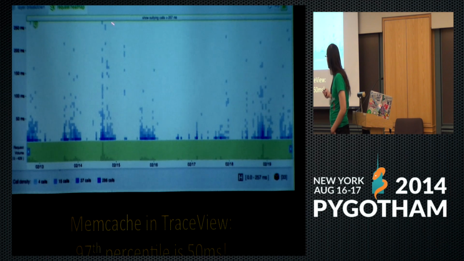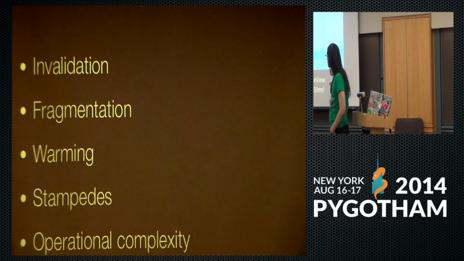This is what happened when we added Memcache. Now the 97th percentile is 50 milliseconds. And you see we don't have that timeout because Memcache doesn't have that setting in the same way that Cassandra does.